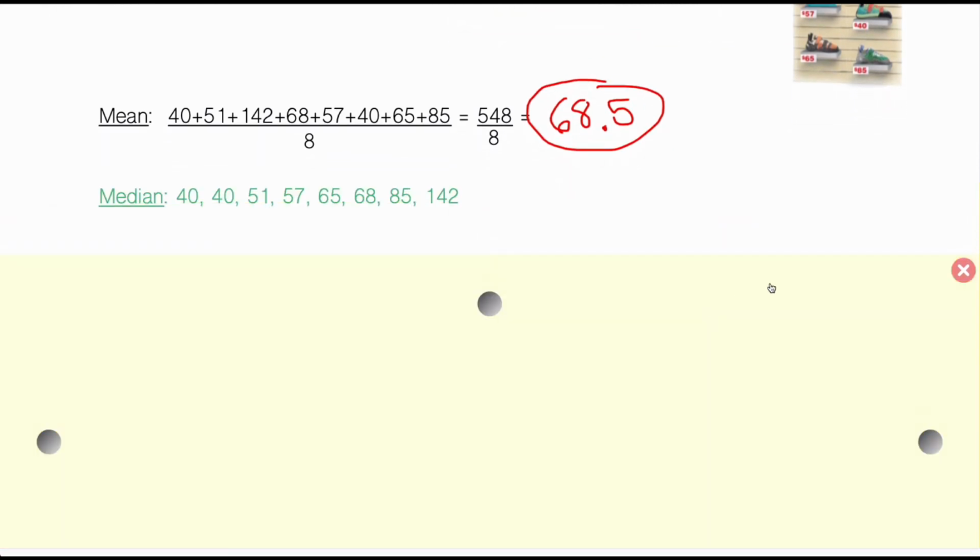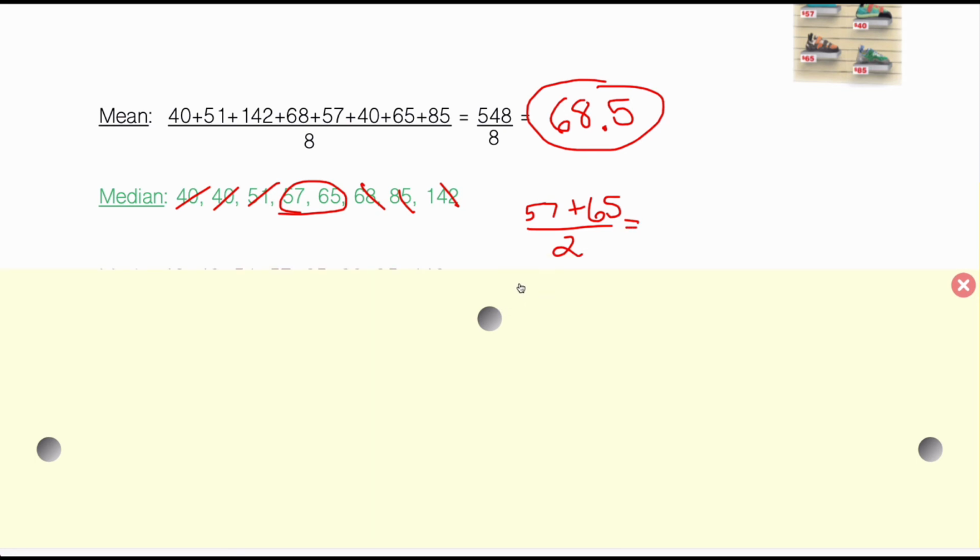Our next measure is the median. I've already ordered them from least to greatest. That is your first step. They must be ordered from least to greatest. And now we're going to find the middle number. So I just take one from both ends until I have 1. And in this case, there's actually 2 stuck in the middle, 57 and 65. So I'm going to add those 2 up and divide by 2, aka I'm finding the mean, the average of those 2 numbers, which is 122 divided by 2, which is 61.